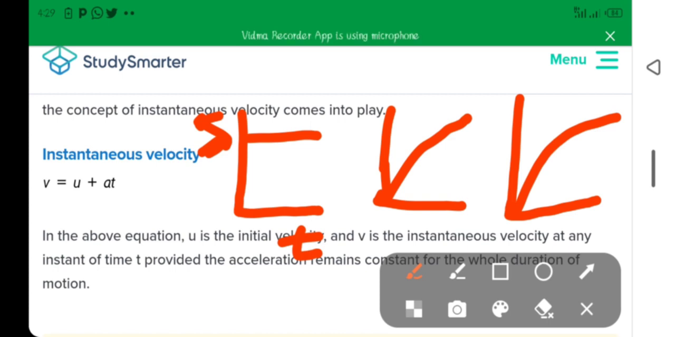Now if you have a graph like this, take note that for a distance time graph, there are two things you should take note of. You have the slope, which is a very important thing in the graph, and then you have the area.